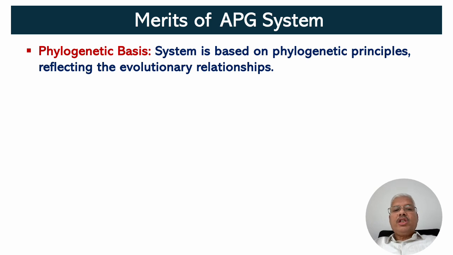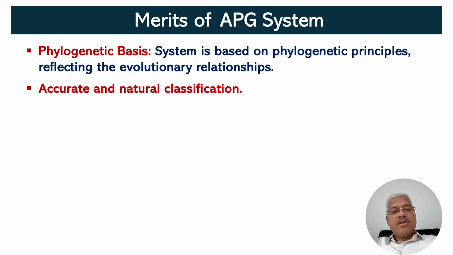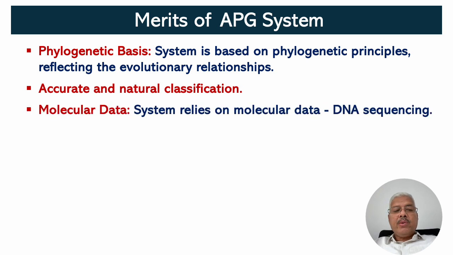The Angiosperm Phylogeny Group system has revolutionized the classification of the flowering plants, offering numerous benefits but also presenting certain challenges. These are some of the merits and demerits of the system. The merits include: the APG system is firmly grounded in phylogenetic principles, reflecting evolutionary relationships between the plants. This provides a more accurate and natural classification. The system relies heavily on molecular data such as DNA sequencing, which offers a robust and objective basis for the classification.